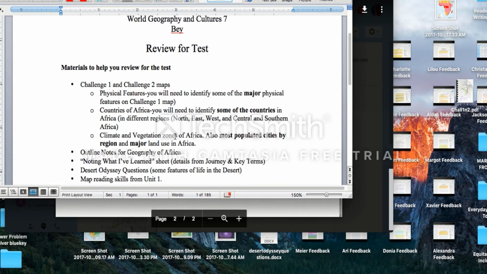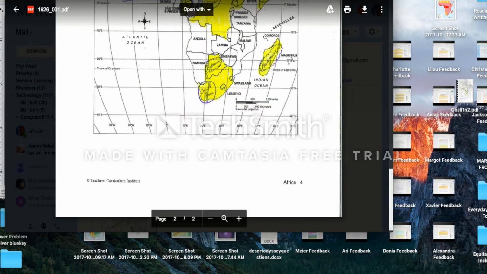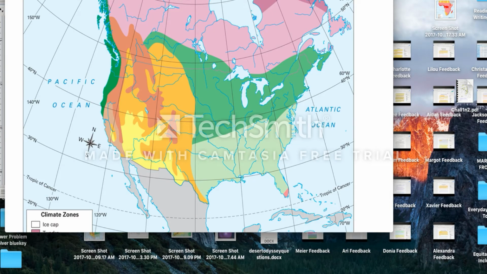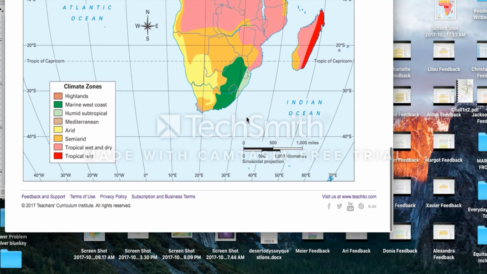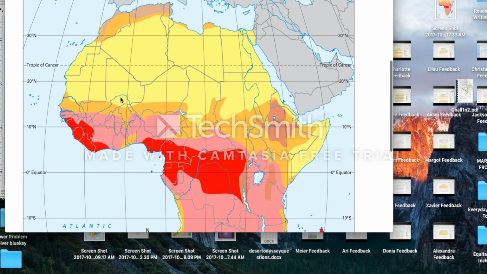Now, in regards to the major climate vegetation zones of Africa and most populated cities, right? So let me just offer you some clarity in regards to, let's just say, climate zones, okay? So there was some confusion about how the Sahara Desert, which you see in like a lighter yellow on your screen, and the Sahel, which is a little bit south of the Sahara, can be two different climate zones. So let me just give you some clarity by making a comparison, okay?